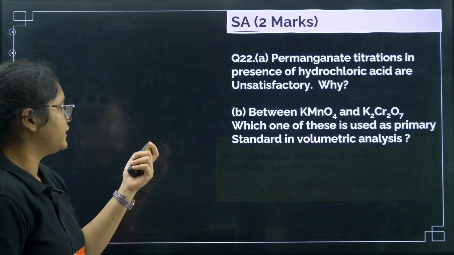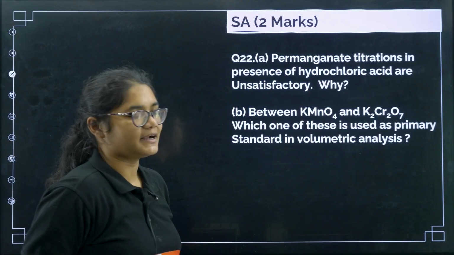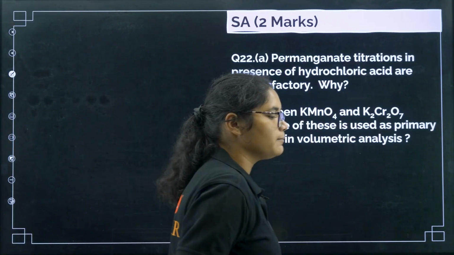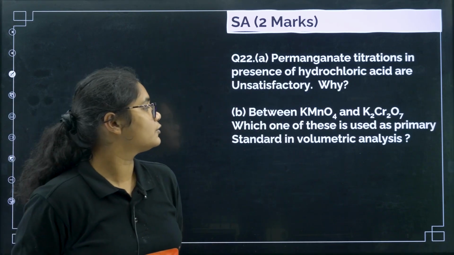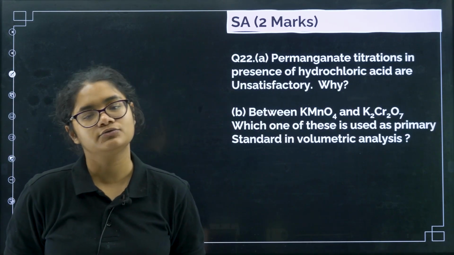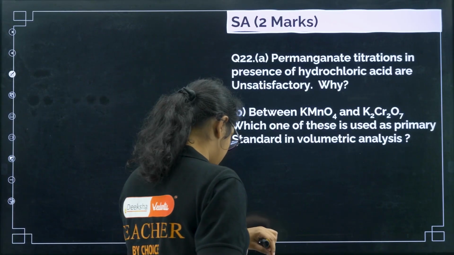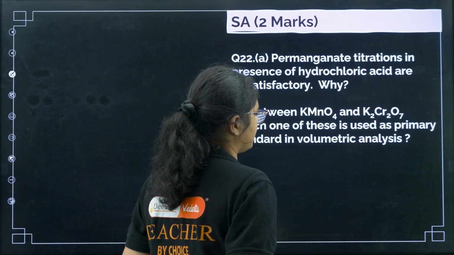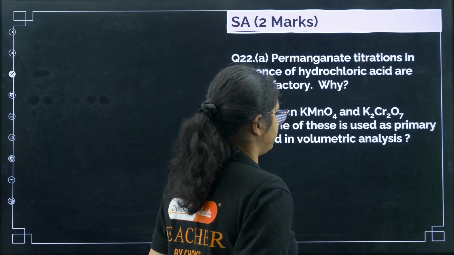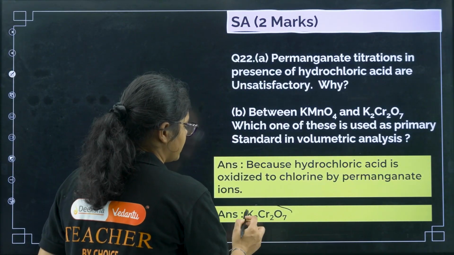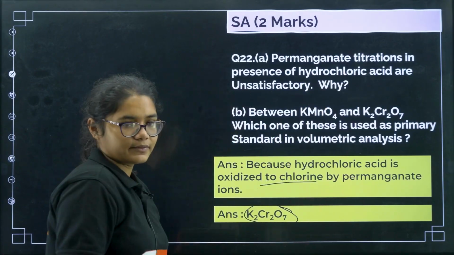Okay. Next question, permanganate titrations in presence of HCl are unsatisfactory. Why? So we already know that permanganate ions are very strong oxidizing agents. So when you have HCl, it oxidizes Cl- to Cl2, okay. And next, between KMnO4 and K2Cr2O7, which one of these is used as a primary standard in volumetric analysis? So that is K2Cr2O7, okay. So here, HCl is oxidized to chlorine, okay.